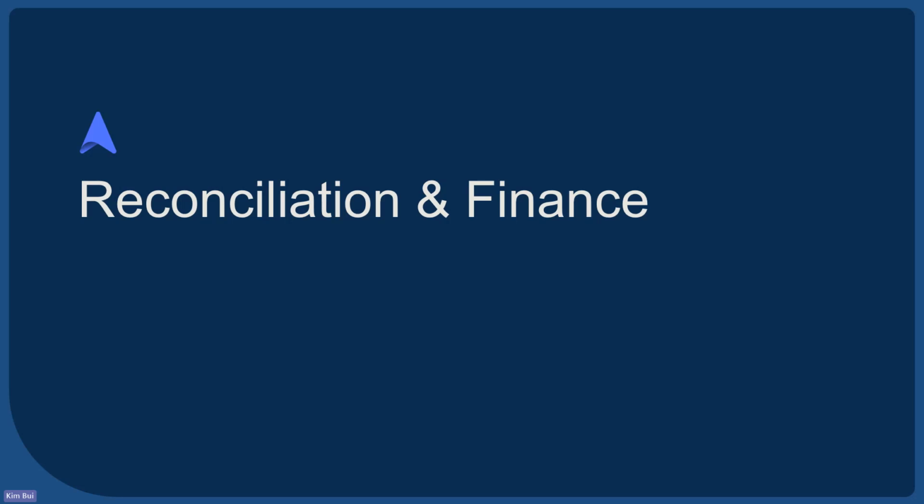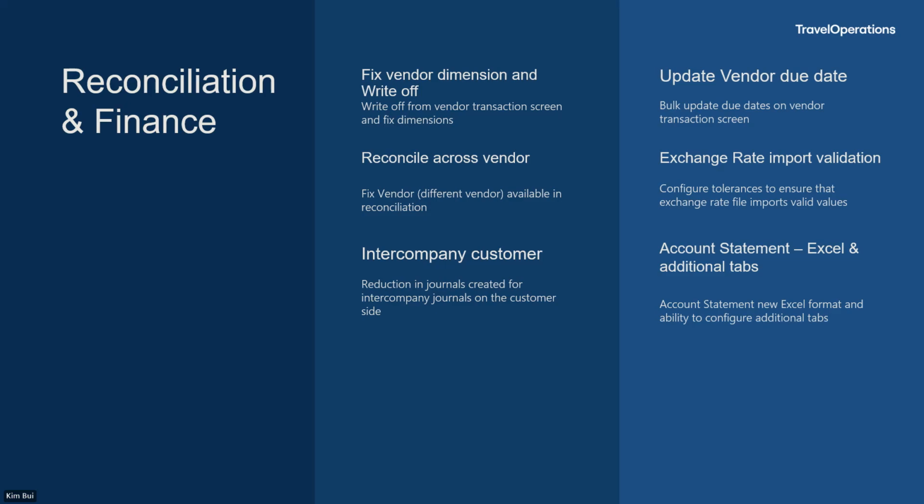And speaking of reconciliation, let's review the features that relate to the rec and finance. We'll discuss a few vendor side enhancements that touch upon fixing dimensions, due dates, write-offs, and allowing the ability to move a transaction from one reconciliation to another. And on the finance side, exchange rate validation, the reduction of journals being created for intercompany customer postings, and enhancements to the account statement.